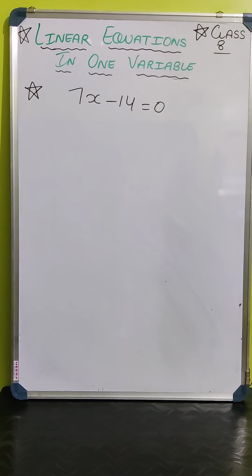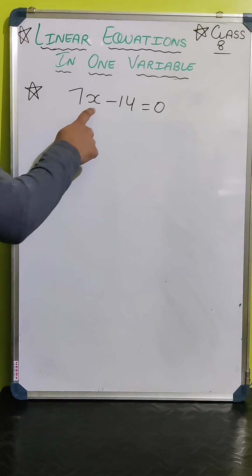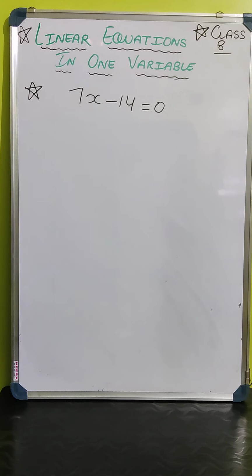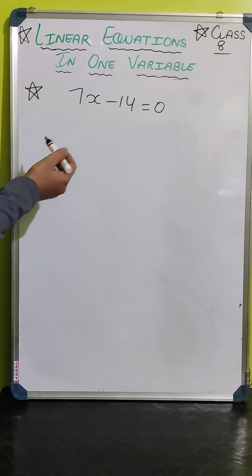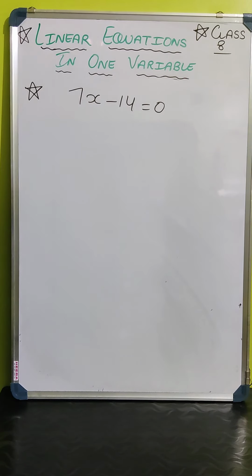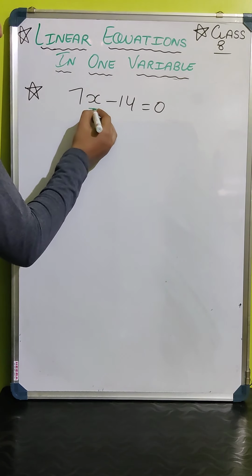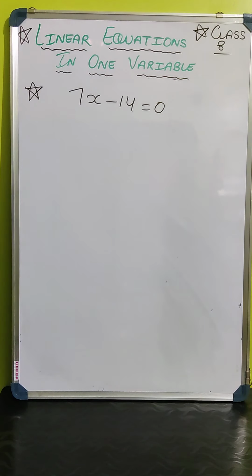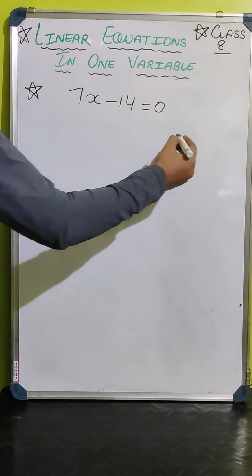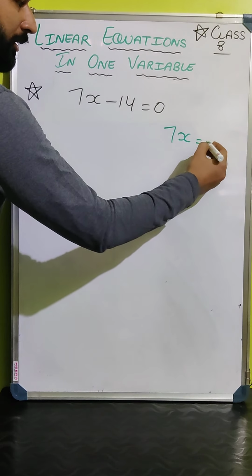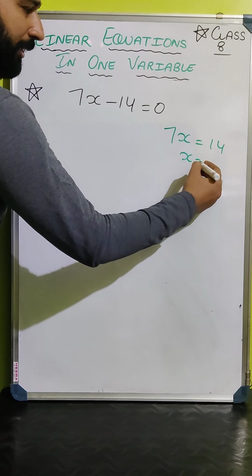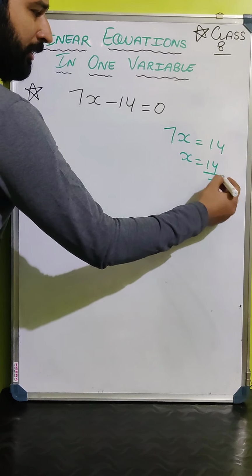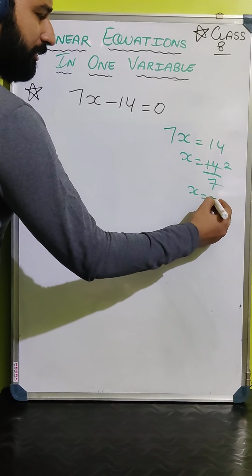Now I have taken a simple example, 7x minus 14 is equals to 0. First of all, you can check this is a linear equation. Why? Because it has highest power 1 of the variable, and only one variable is there, that is x. Now if we have to find the value of x here, how will you find it? Simple, you can use the operators. It will be plus 14. The value of x will be 14 divided by 7, and the value of x is coming 2.